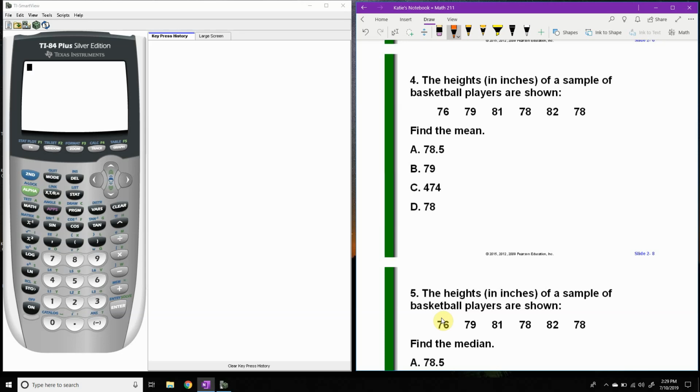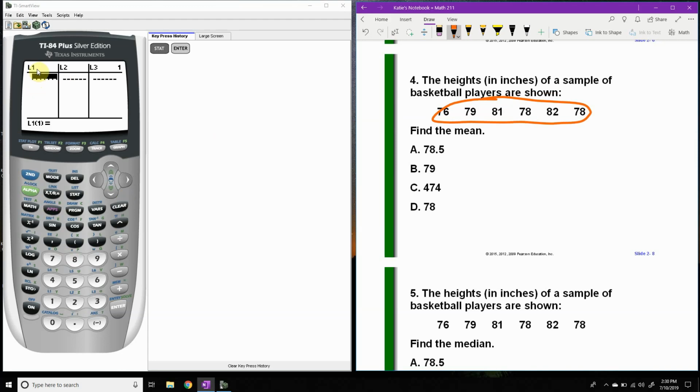So how we do this on the calculator is we hit the Stat button, kind of second row down, middle, next to the arrow keys. We're going to hit Stat. And then we're going to hit Enter on the first option there, which says Edit. I'm going to put all of these heights in a list. So I'm going to put them in L1.